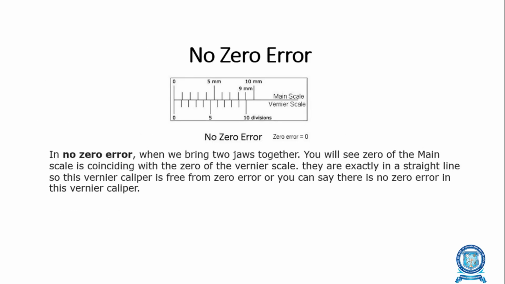No zero error: when we bring the two jaws together, the zero of the main scale is coinciding with the zero of the vernier scale. As shown in the figure, when we join the two jaws, the vernier scale 0 and main scale 0 will coincide with each other. That is called no zero error.